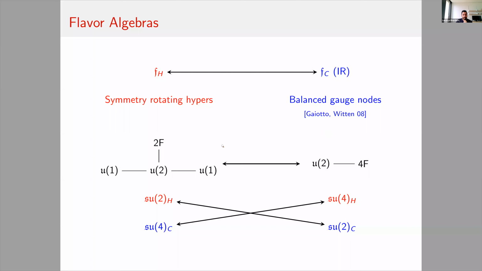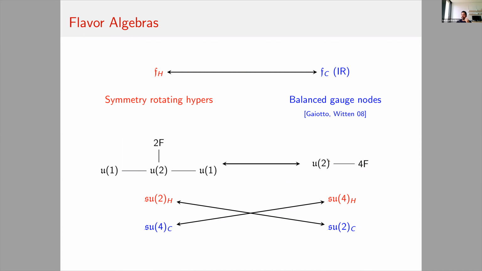Okay, so here is an example. We know that these two theories are mirror duals. Here we have U(1), U(2), and U(1) gauge algebras, and here we have a U(2) gauge algebra, with edges denoting fundamental matter. The 2f and 4f just denote that you have two fundamental hypers for this U(2) and four fundamental hypers for this one. That's the notation I'm using. Now on the left hand side, there is an SU(2) symmetry rotating these two fundamental hypers. That's the Higgs branch symmetry. And the Coulomb branch symmetry is SU(4), because all these three gauge nodes are balanced and they form the Dynkin diagram of SU(4).